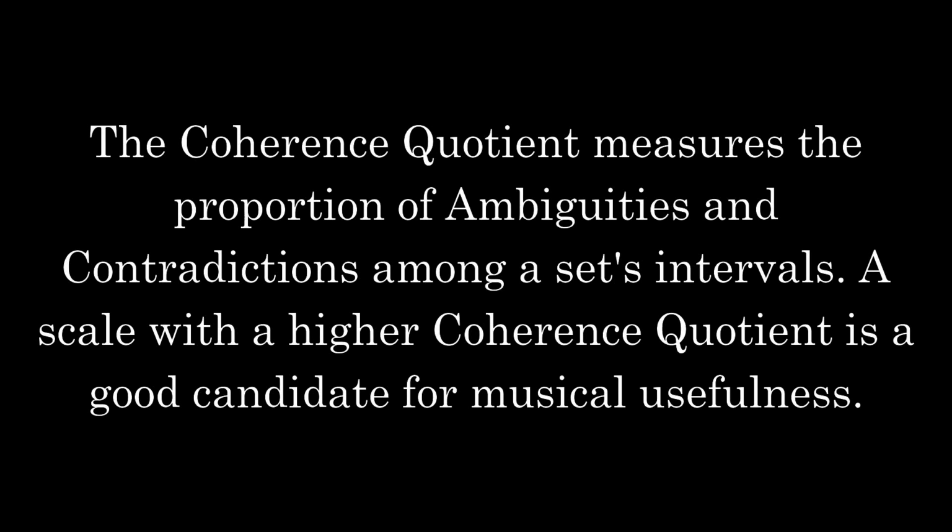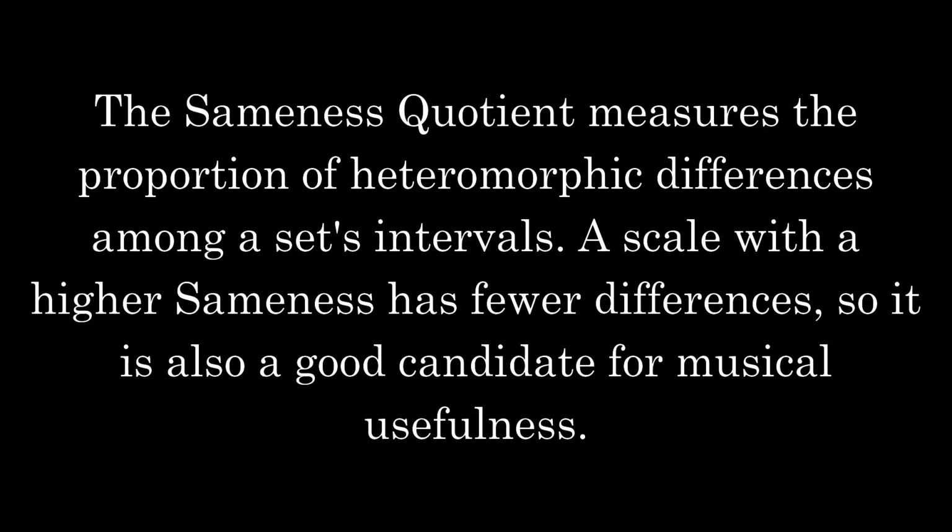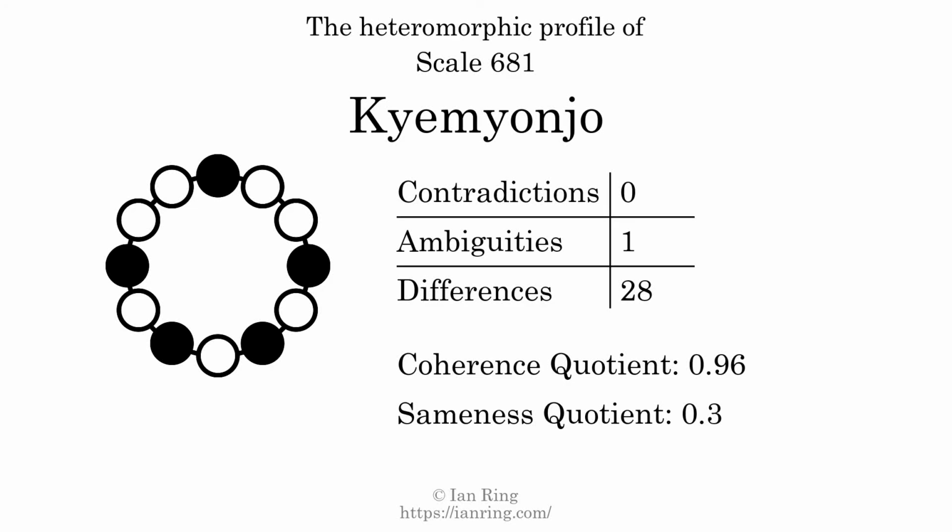The coherence quotient measures the proportion of ambiguities and contradictions among a set's intervals. A scale with a higher coherence quotient is a good candidate for musical usefulness. The coherence quotient is 0.96. The sameness quotient measures the proportion of heteromorphic differences among a set's intervals. A scale with a higher sameness has fewer differences, so it is also a good candidate for musical usefulness. The sameness quotient is 0.3.